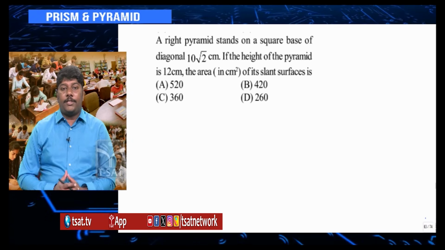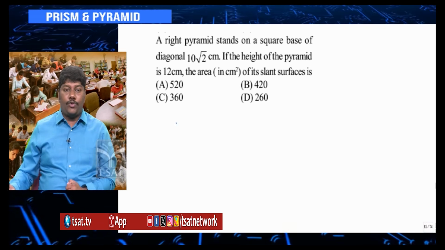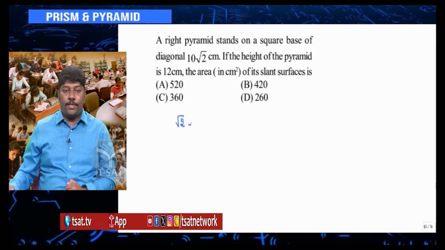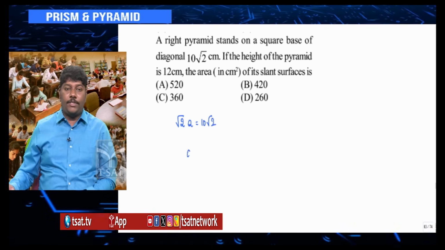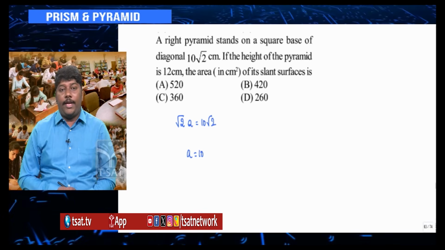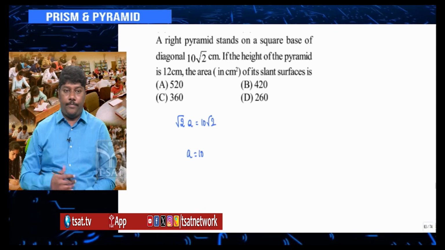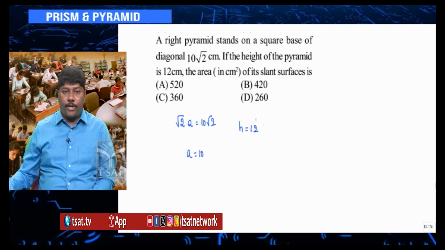A right pyramid stands on a square base of diagonal 10√2. The diagonal of a square is √2a, which is equal to 10√2, so he is indirectly giving you the side of the square, which is 10. If the height of the pyramid is 12, the area of the slant surface is... see here, the height of the pyramid is given as 12.